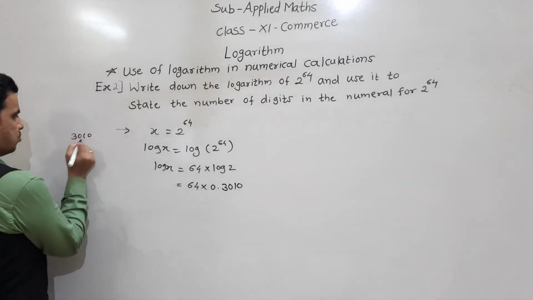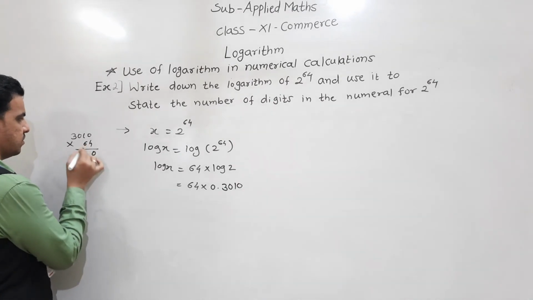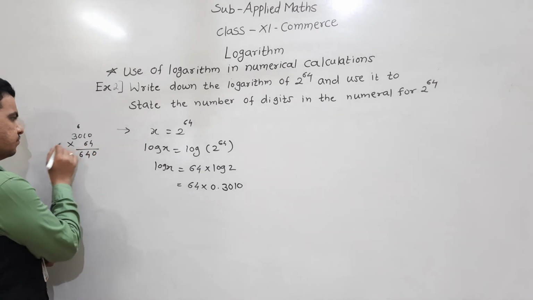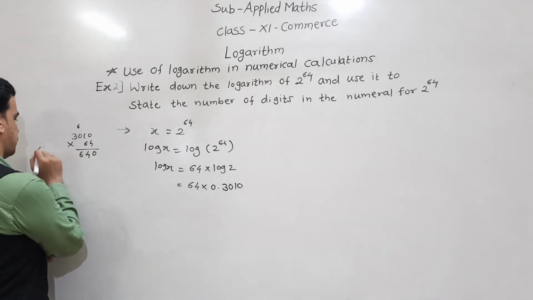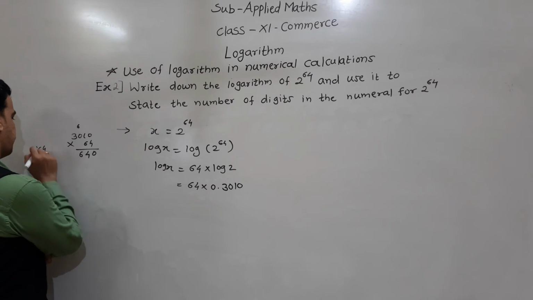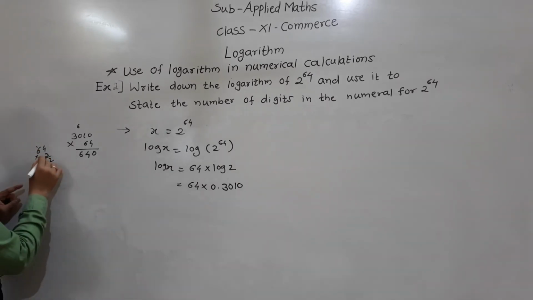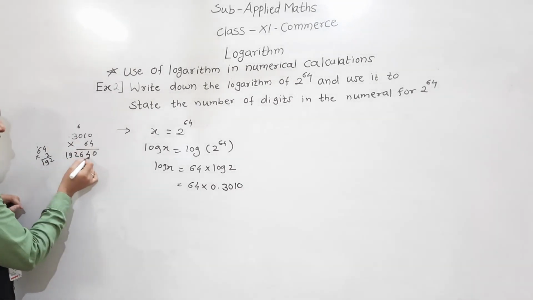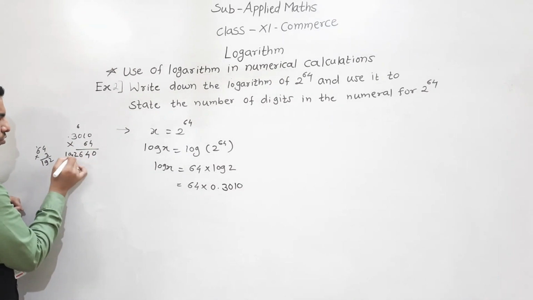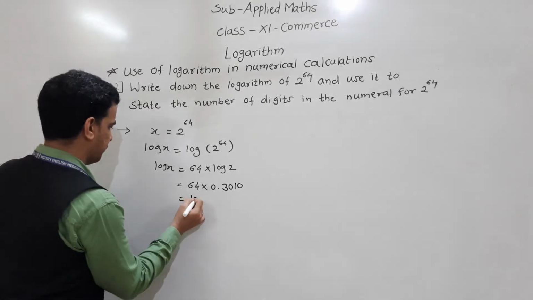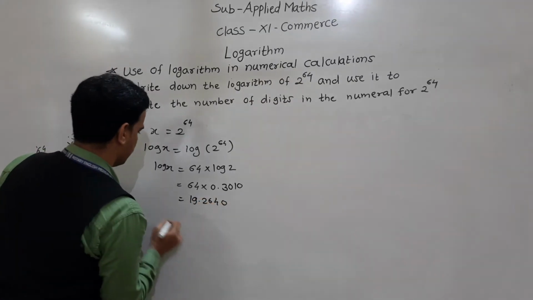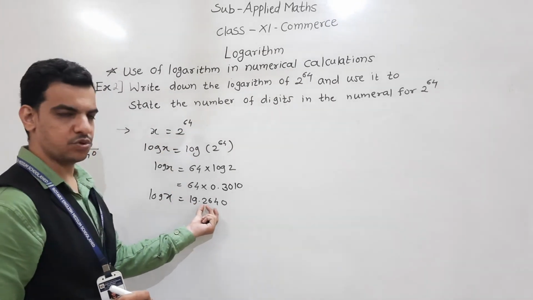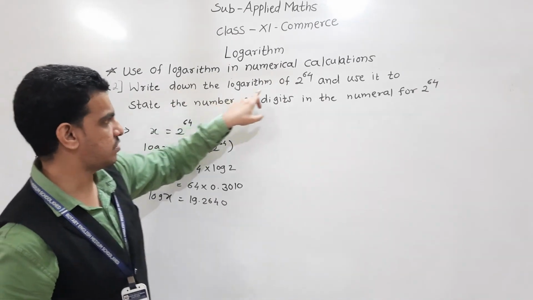So 3010 multiplied by 64, it is 0. 64 ones are 64, then it is 6. 64 threes are 3 fours are 12. 3 sixes are 18 plus 1 19. So 192, and after this 4 digits, so it is 19.2640. Okay, so log of 2 raised to 64 is 19.2640. That is the answer of first sentence.